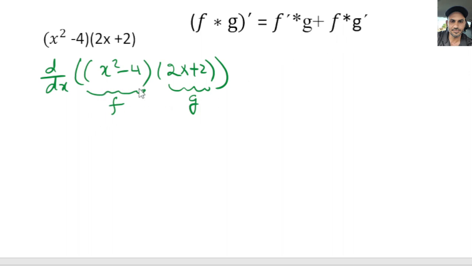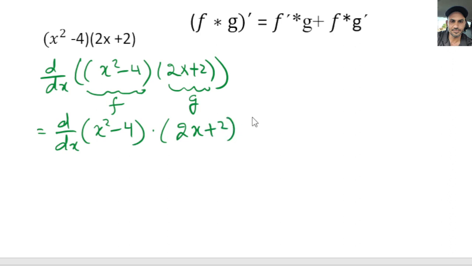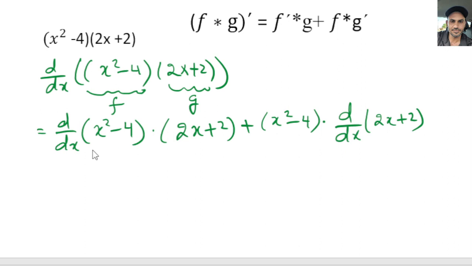So let's take the derivative of the first term. Let me just write it again. It's going to be d over dx of x squared minus 4, times 2x plus 2, plus x squared minus 4 times d over dx of 2x plus 2. Okay, so we just plugged these functions, these terms, into this expression right here, and this is what we get.